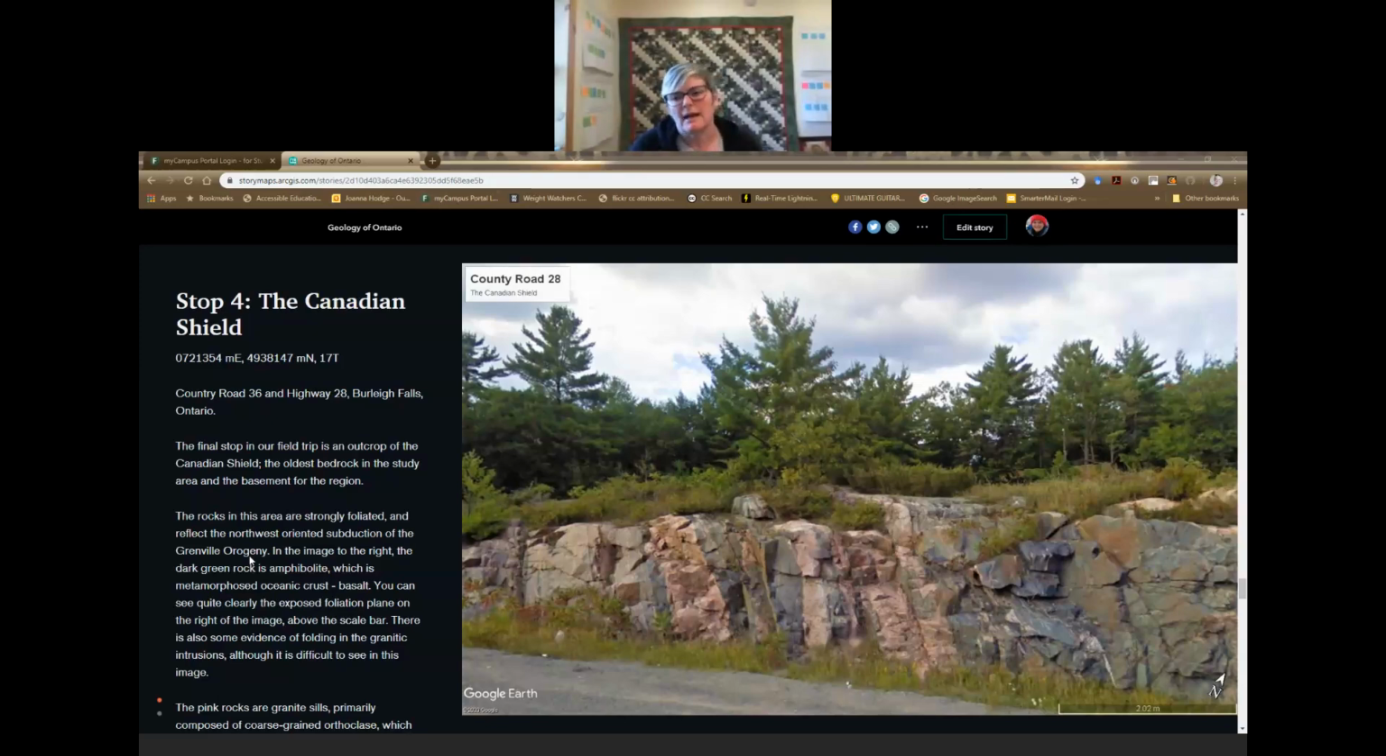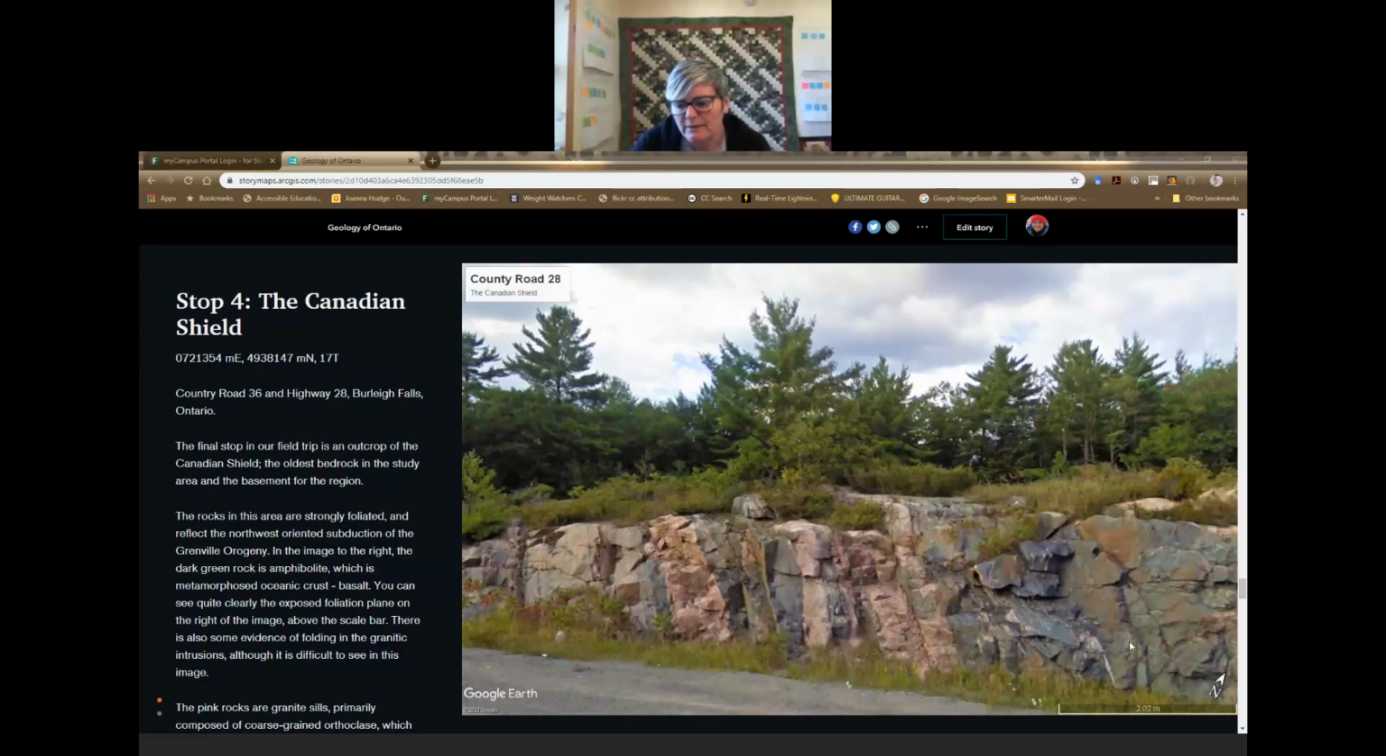So this is an outcrop of the Canadian Shield, which is the oldest bedrock in the study area. Now this is the basement rock for the region, so this underlies everything else. You can see in this image that the rocks are strongly foliated, and again, they reflect the northwest-oriented subduction of the Grenville orogeny. There are a couple of different types of rock that we're looking at here.